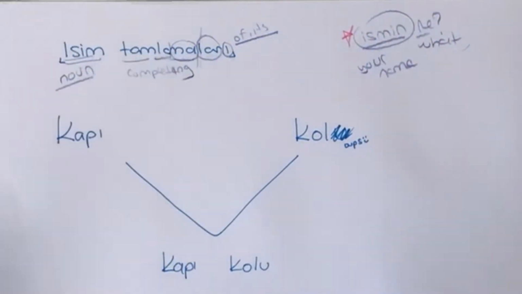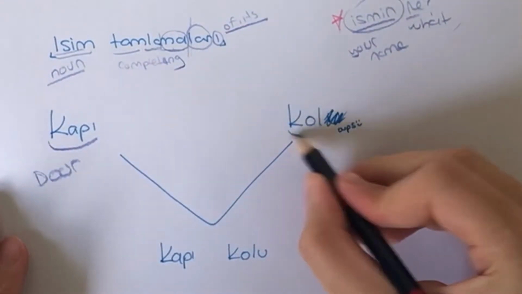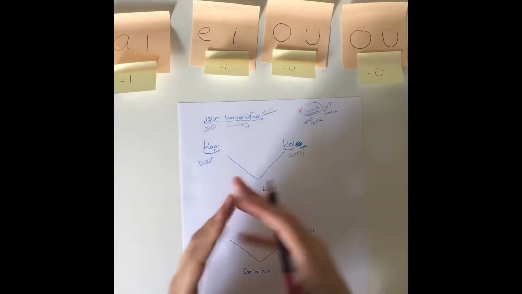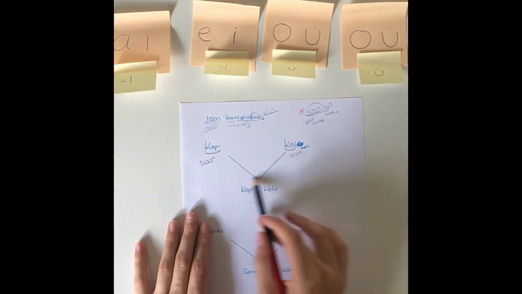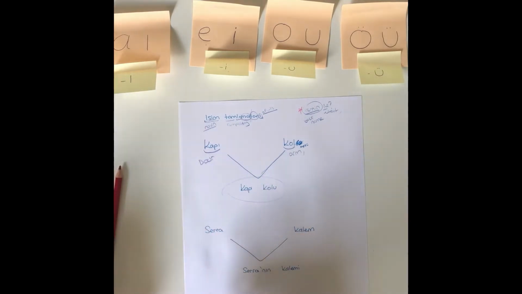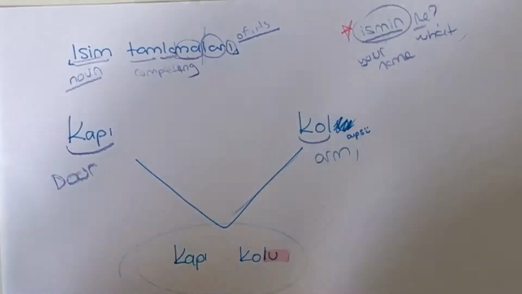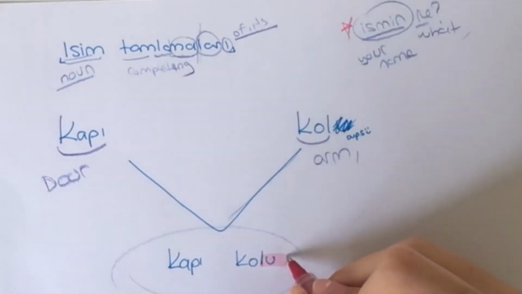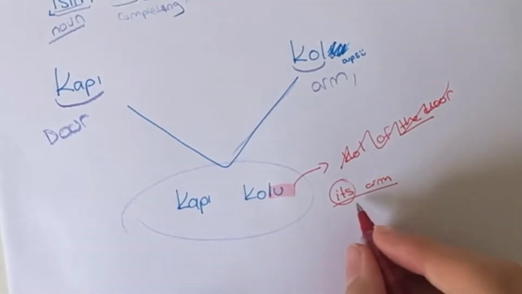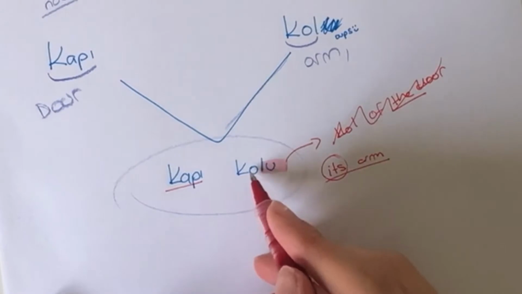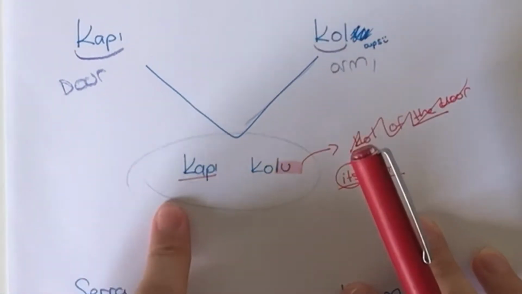Okay, remind me. Kapı means door, and kol means arm, door handle. It's like the arm of the door, it makes sense. So it becomes kapı kolu. As you noticed, we didn't say kapı kol, we said kapı kolu. It's essential to use this because it means its kol, its arm. Who do we refer to by its? We refer to the door. Its arm, kapı kolu.